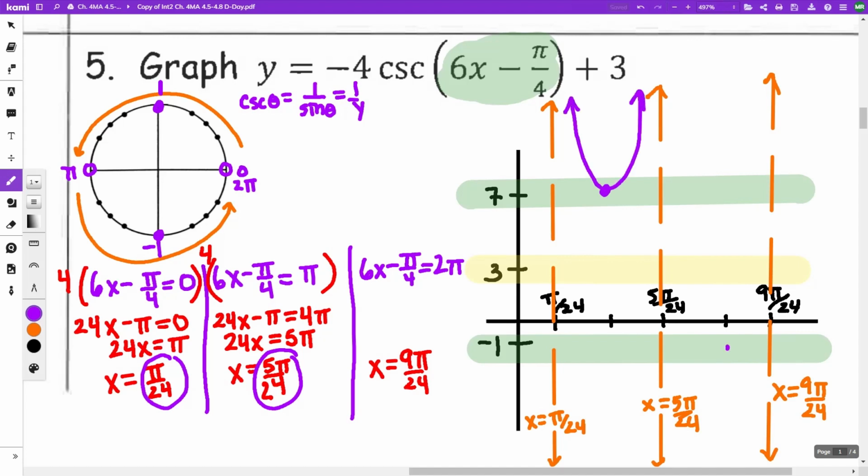And then I'm going to go down here where my cosecant would be my -1. It actually is at -1, but I have a vertical shift. And there's our graph.